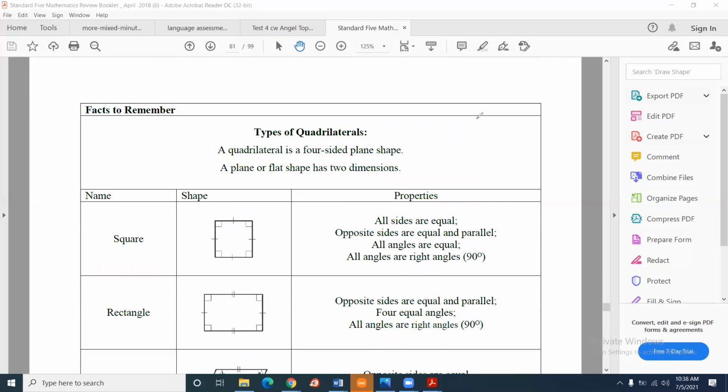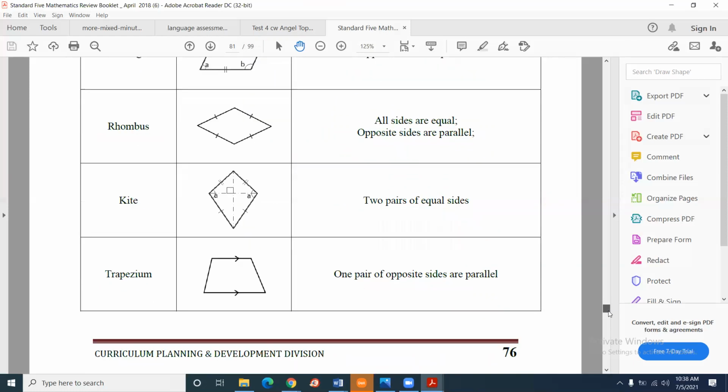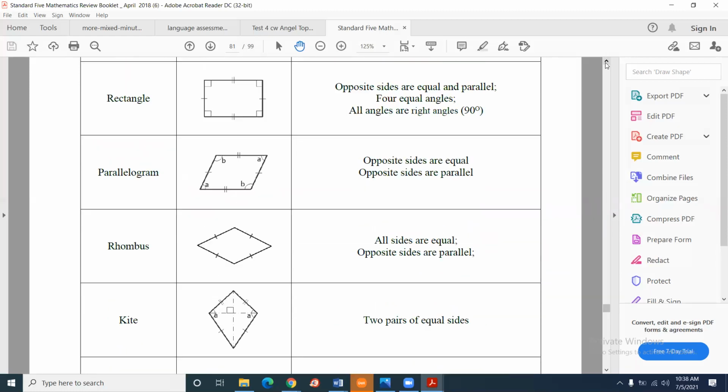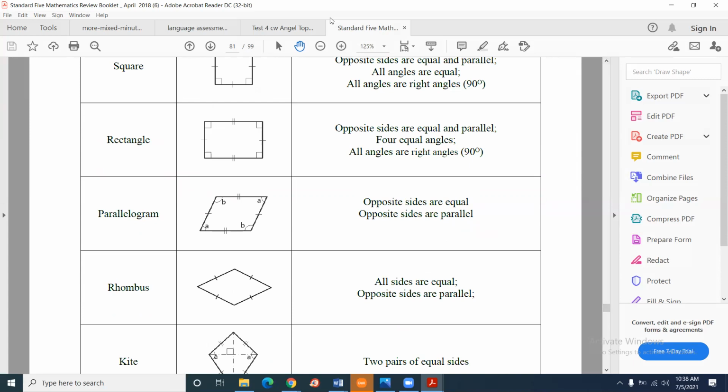A rectangle is also a four-sided shape, but the four-sided shape has two sides that are long and two sides that are shorter. It's called a length and a breadth. So you have opposite sides.